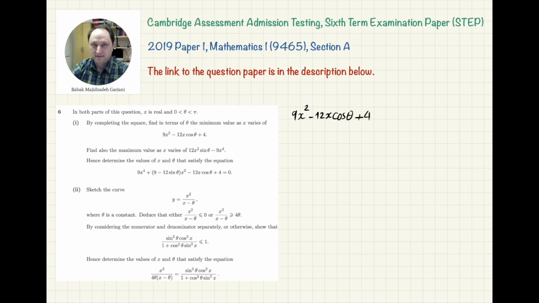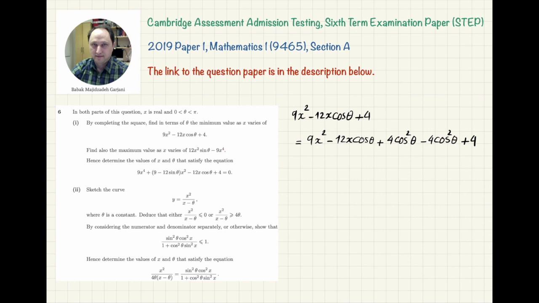And I want to use the method of completing the square to be able to find the minimum of this quadratic term. So I can write it in this form. I can write 9x squared minus 12x cosine theta, and then I can add 4 cosine squared theta, and I subtract the same thing, minus cosine squared theta, and then I have a 4 at the end. Yes. So what I have done, I have added this term and subtracted the same term, and then I have a 4 at the end. So what you see here is exactly this expression.